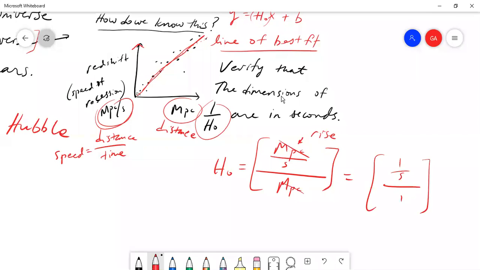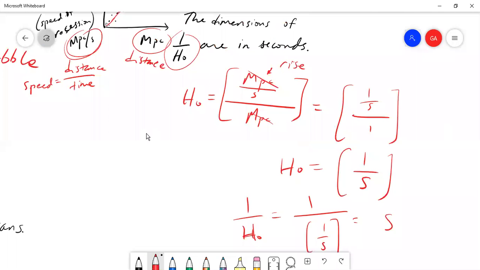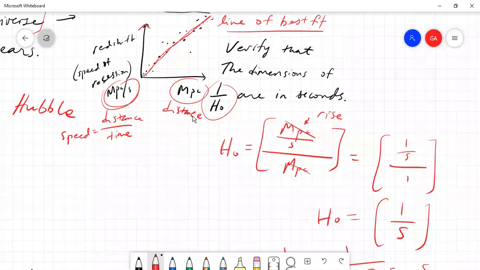And what is this reduced to? 1 over seconds. So this is what H is in. So what is the unit of 1 over H? It's just 1 over this, right? And what is 1 over this? Seconds. Yep. So this is where dimensional analysis is truly handy, because you can understand the physics of a value, like the slope of this graph. Indeed, the unit of the inverse of this slope gives you seconds.